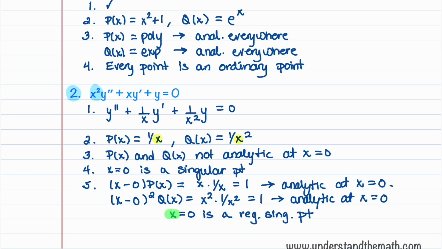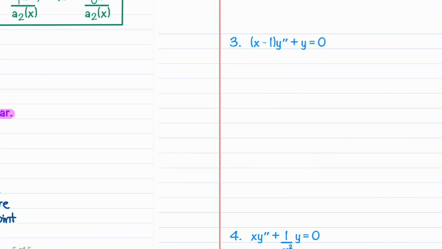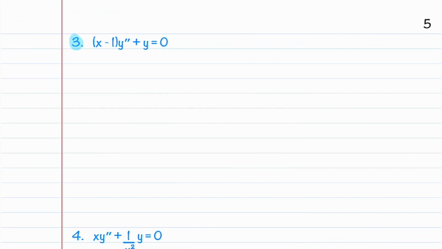And let's go ahead and highlight that. All other points are ordinary points. Let's now look at our next example. I chose 4 examples because each of these examples is different.